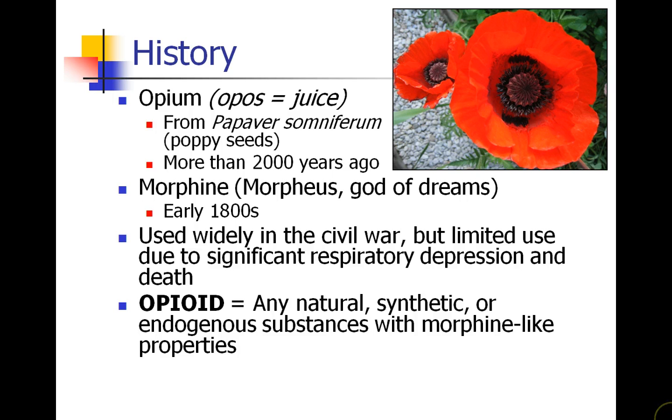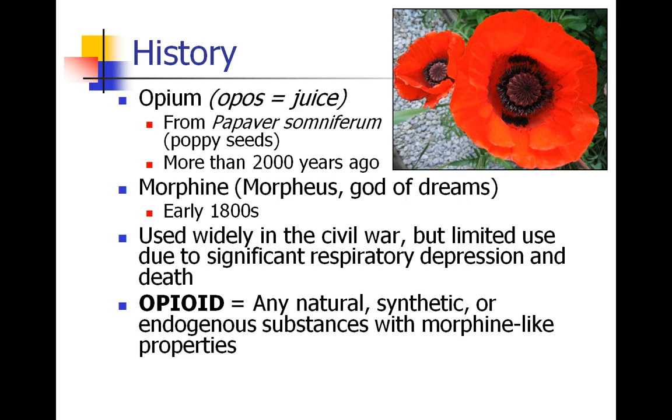First, a little bit of history. Opioids come from the word opium. Opos actually means juice, and it is the juice of the poppy seed flower. This juice has been known to have certain effects for more than 2,000 years. It was named morphine after Morpheus, the god of dreams, in the early 1800s. And this drug has really been known in various forms for quite some time.